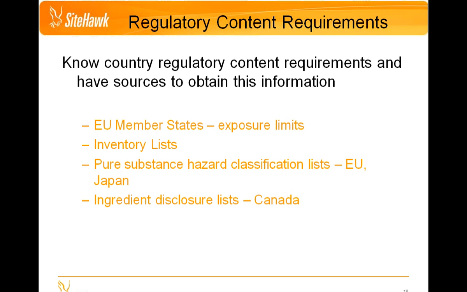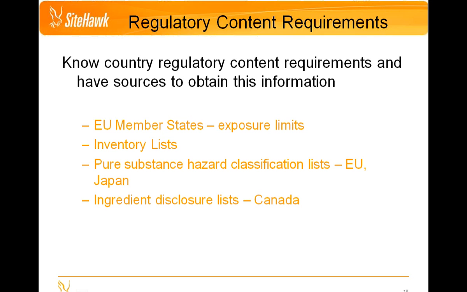Also, different countries have their own pure substance hazard classification lists. Japan has their list of 1,500 chemicals, as does the EU. I'm sure you are all familiar with Annex 6. And you're required on EU CLP safety data sheets to indicate the Annex 6 classifications for each of your ingredients in the component section of the safety data sheet.